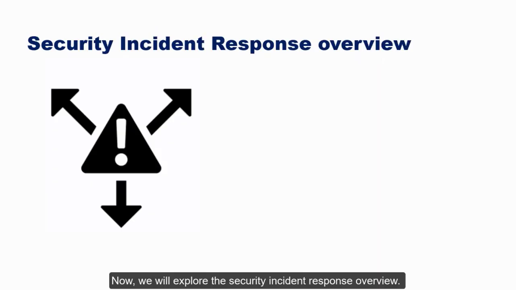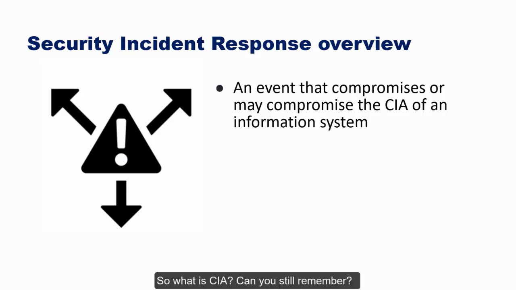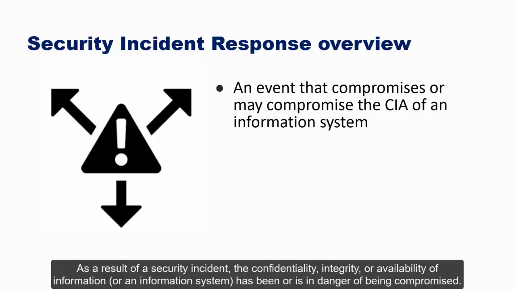Now, we will explore the security incident response overview. A security incident is an event that compromises or may compromise the CIA of an information system. It will touch on any of the triad corners. So, what is CIA? Can you still remember? CIA refers to confidentiality, integrity, and availability. As a result of a security incident, the confidentiality, integrity, or availability of information, or an information system, has been or is in danger of being compromised.